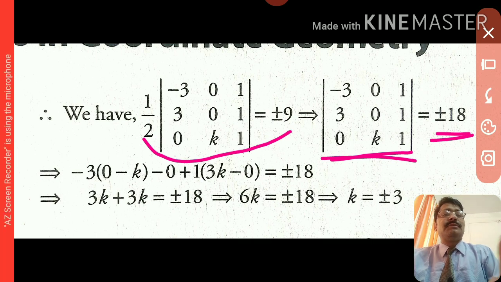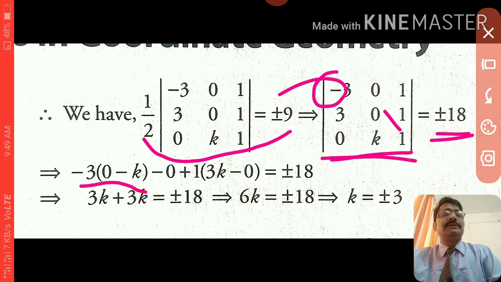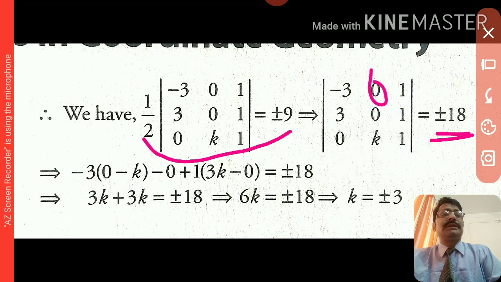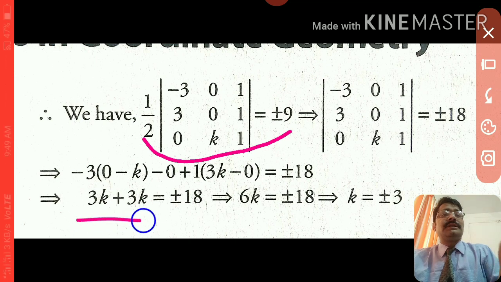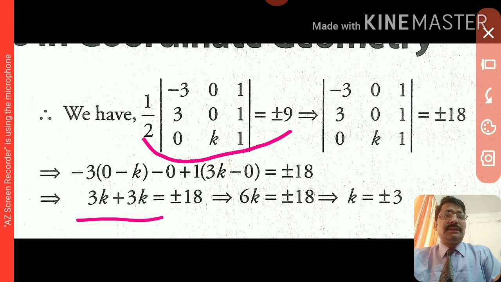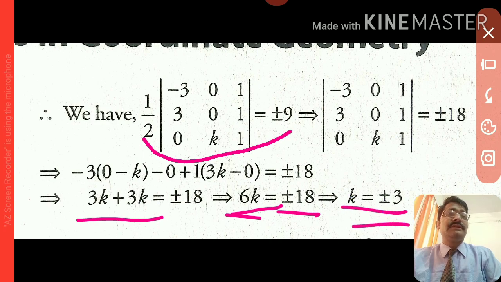Look here, you open by minus 3, that you cross multiply, then by 0, then the remaining you cross multiply, then 3, that 1 you have, then the first row and third column you will not take, so you get this value. Then you solve, you get 3k plus 3k equal to plus minus 18, so 6k equal to plus minus 18, and then k equal to plus minus 3 you get.